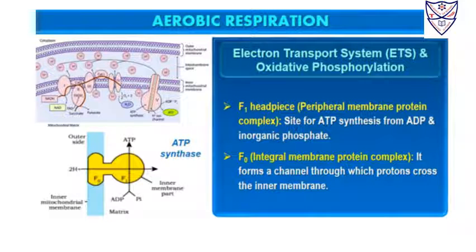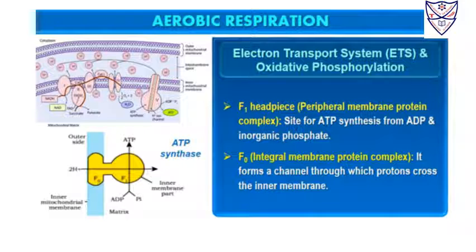F1 is the site for ATP synthesis from ADP and inorganic phosphate. So ADP will join with a phosphate molecule. In this way, adenosine diphosphate will be converted into adenosine triphosphate with the help of the enzyme ATP synthase.